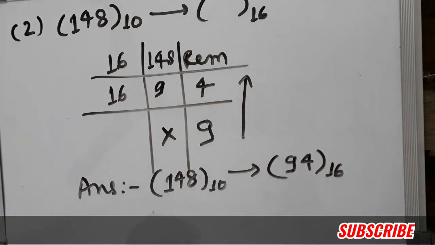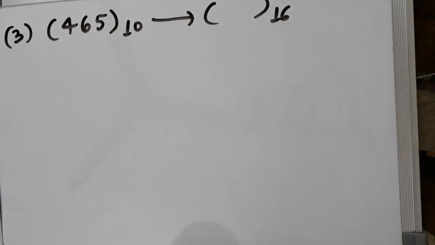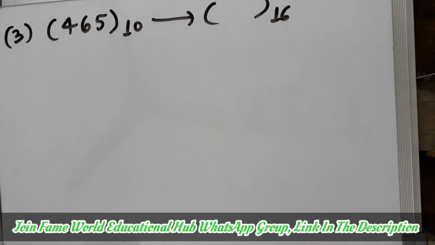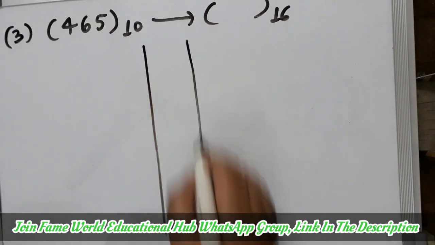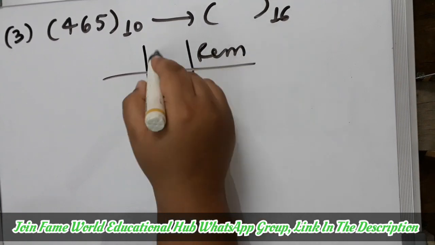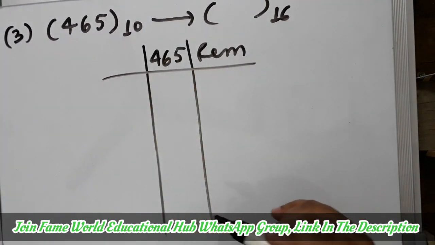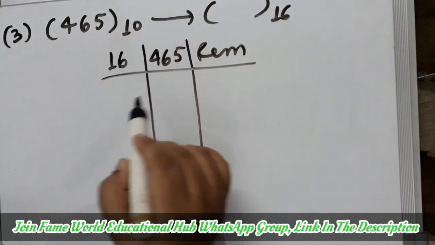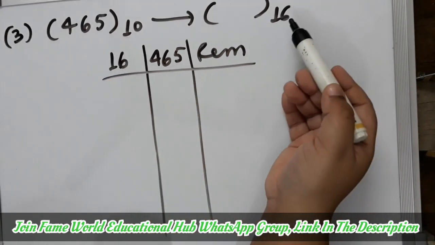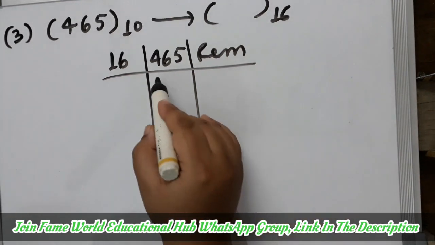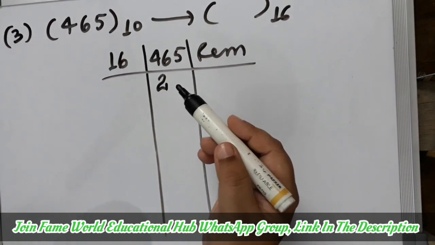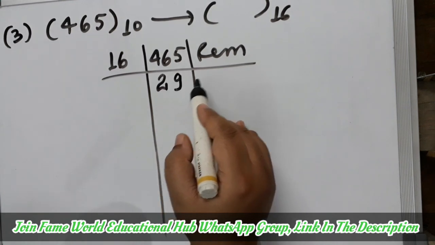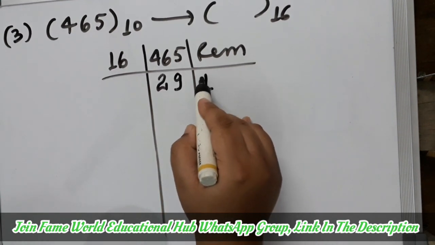Now I am going towards one more question. This time I have taken a bigger number. You can see that we have 465 base 10, that is the decimal number, and 16 here, which means we have to convert it into hexadecimal. Let's start. 465, and now we have to use 16, because 16 is the radix here. So 16 into 29 is 464, and we get 1 as the remainder.